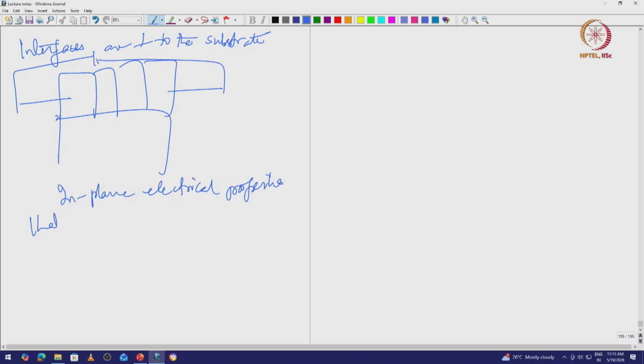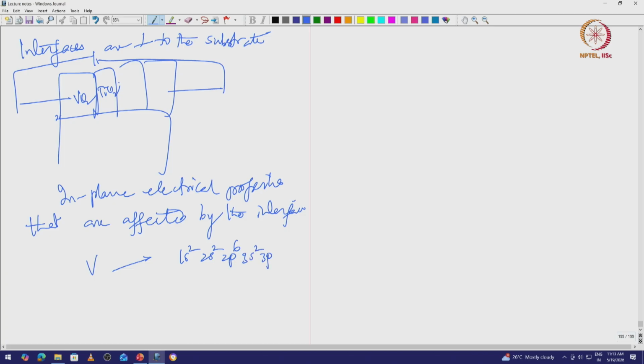That are affected by the junction, by the interface. What can happen at the interface? At the interface, you see this is a vanadium oxide titanium oxide interface, right. So, if I look at the atomic configuration of vanadium, vanadium has 1s2, 2s2, 2p6, 3s2, 3p6, right. Then 4s2, 3d1.